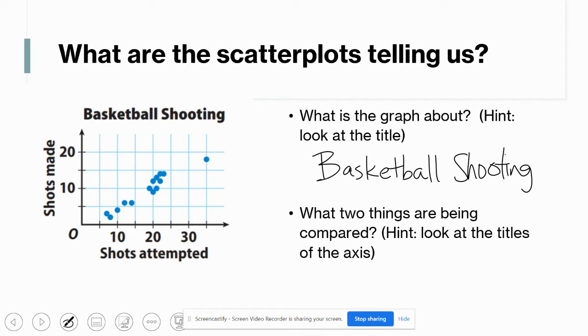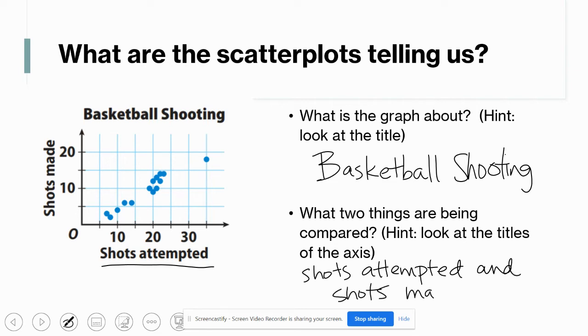All right, the second question: what two things are being compared? Hint, look at the titles of the axes. We're going to generally start with our x-axis, our shots attempted. So we're comparing shots attempted and shots made. If I try to shoot a basketball, that's an attempt. Sometimes it goes in, sometimes it doesn't. So we're trying to see if there's a relationship between those two things. So let's continue with the questions.